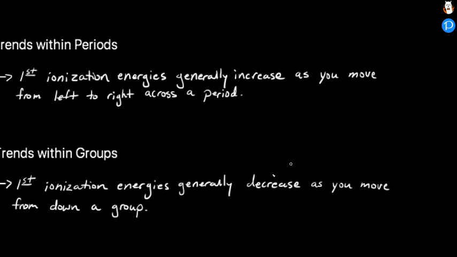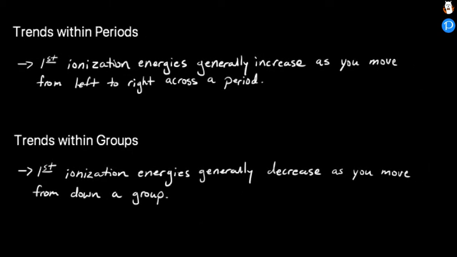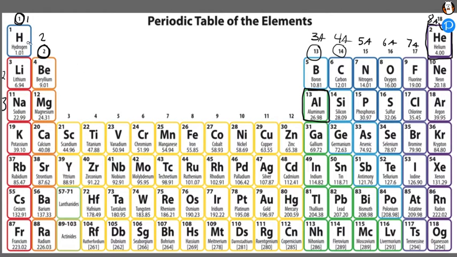So the trends within periods and within groups. The general trends are this. The first ionization energies generally increase as you move from left to right across the period. We've kind of already talked about that. So as I move across period 2 here, moving from left to right down this period, the ionization energy will increase as I'm moving that way. So these elements over here on the right hand side have much higher ionization energies. They hold on to their electrons, but these guys over here kind of give up their electrons pretty easily.